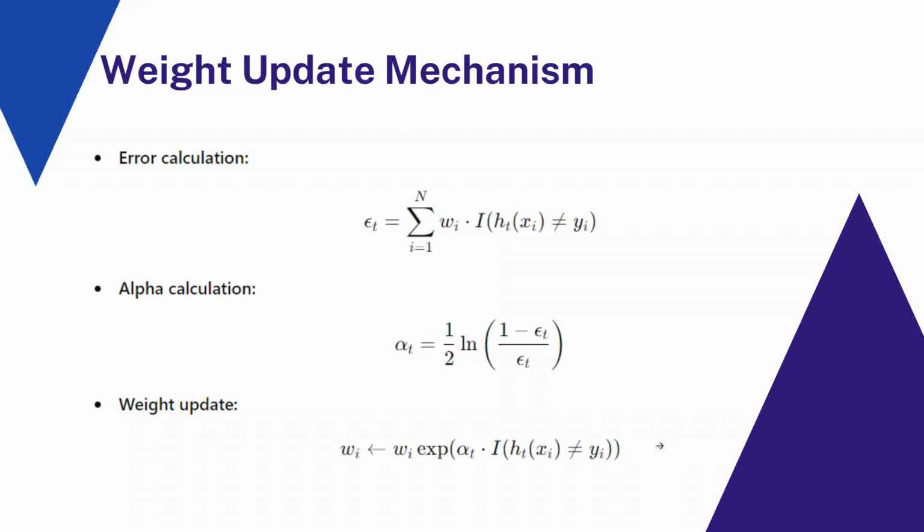First, calculate the error of each weak learner, which gives us one value, with which next we calculate the weight of the learner, and finally we update the weights of the training examples. This process ensures that more focus is placed on examples that were previously misclassified.